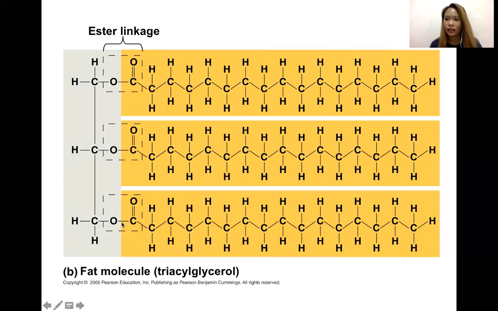So in one triglyceride or triglycerol, we are creating three molecules of water because we are connecting three fatty acid tails in the dehydration process. So we are forming three ester linkages. And for each fatty acid tail, there is one water molecule that is formed.